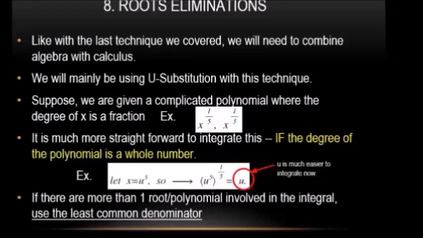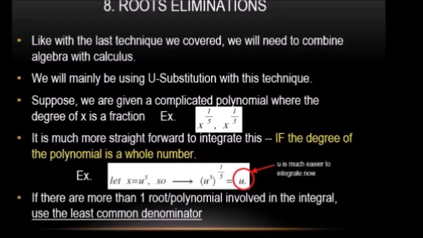Technique 8, roots elimination. Like with the last technique we covered, we will need to combine algebra with calculus. We will mainly be using u substitution with this technique as it is the most helpful. Suppose we are given a complicated polynomial where the degree of x is a fraction, let's say x to the 1/5. It is much more straightforward to integrate this if the degree of the polynomial is a whole number. How can we then turn a fraction into a whole number? Consider what is the smallest multiple of the denominator of the fraction, then multiply the fraction with it.